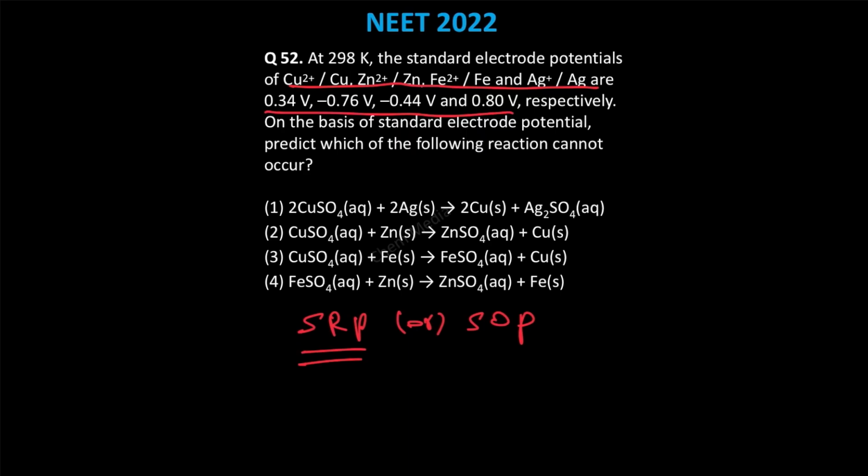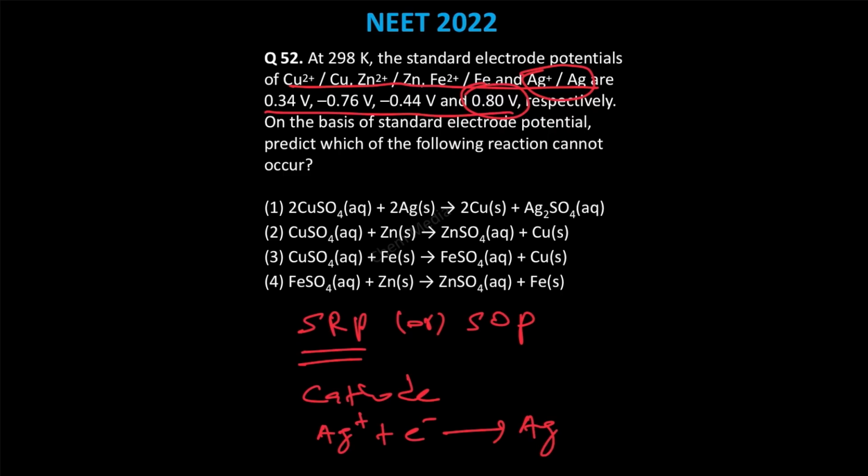And then look for the high positive value. That means electron hunger, which means it can only act as a cathode. In this case, silver can only act as a cathode. Whatever be the cell, it is always anodic oxidation and cathodic reduction.